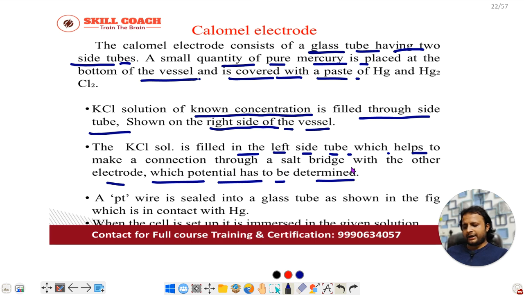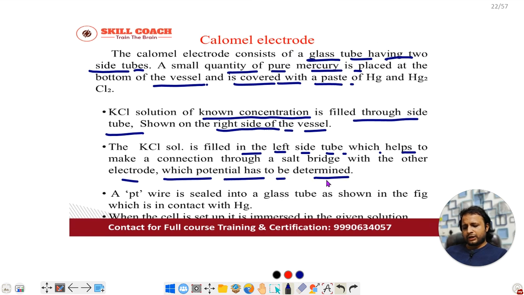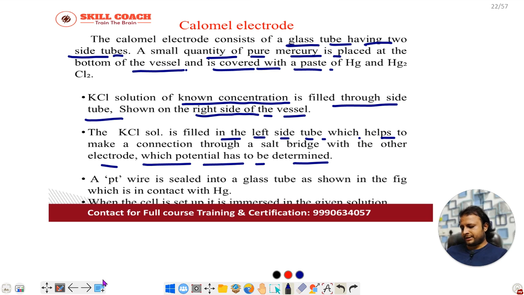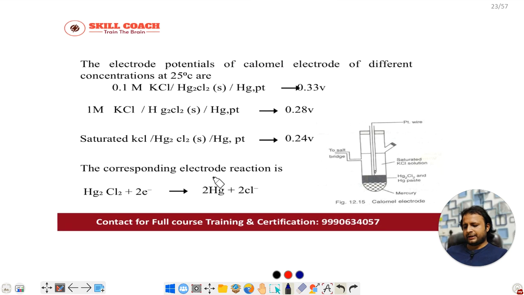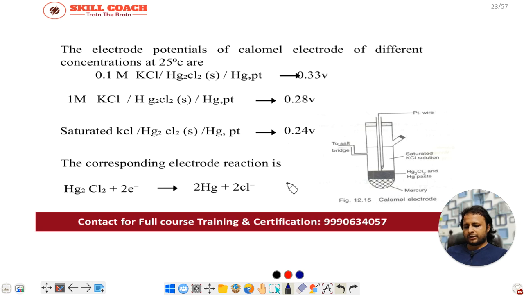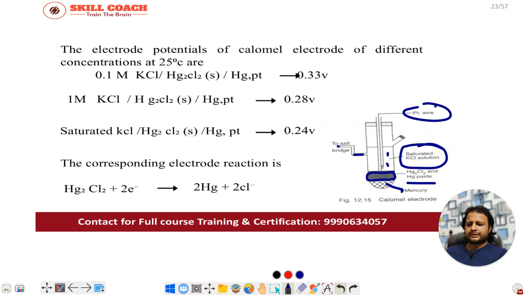A Pt wire is sealed into the glass tube. We will see in the figure how it is connected. You can see here the calomel electrode. This is the Pt wire, and this is the saturated KCl solution on this side, and the Hg2Cl2 and Hg paste is here on this side, and here we are keeping the mercury, and this one is the salt bridge. The connection is from here to here, from the salt bridge.